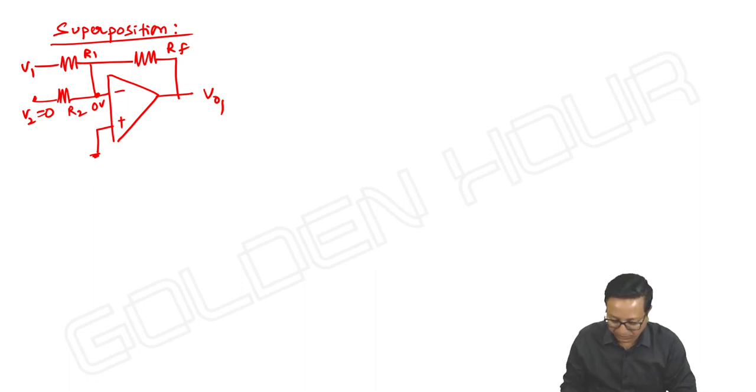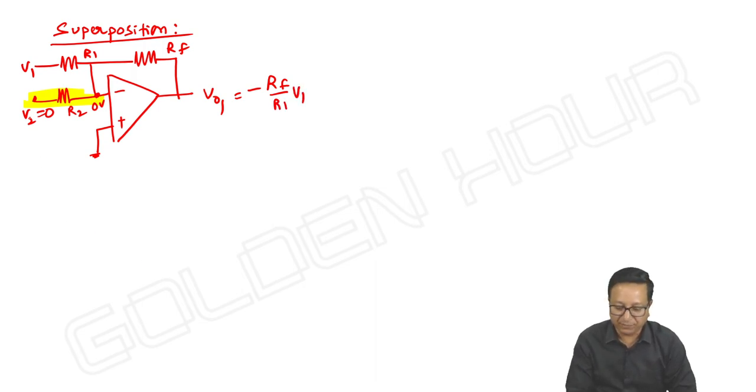So what happens? There is no role of this R2. I can simply remove this R2. No current is possible through this. So it is same as that of our basic circuit only. So what is the output? Minus RF by R1 into V1.